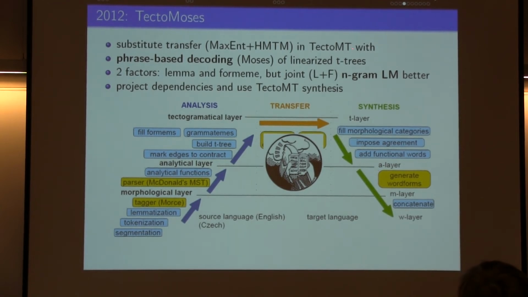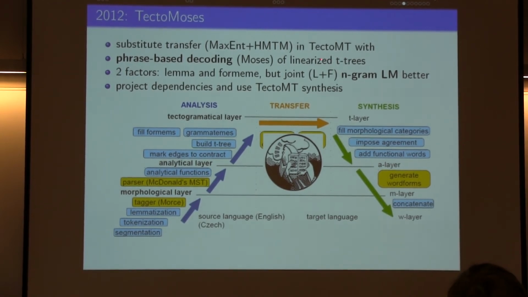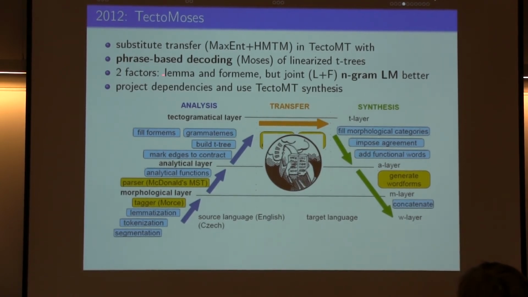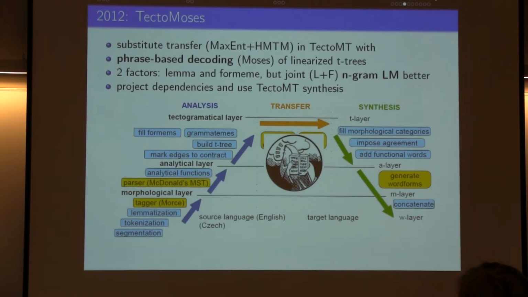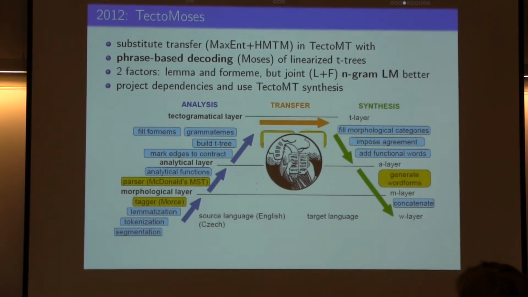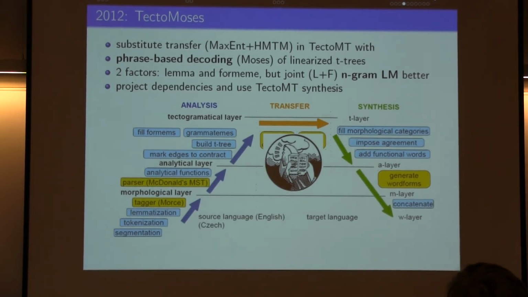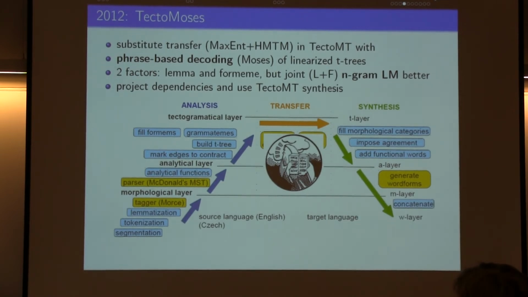And the idea was simply to linearize the tectogrammatical tree, so the lemmas and formemes only. And Moses supports factored translation, where it's usually used for word forms and part of speech tags. But I have used this for lemmas and formemes. And so I trained this with Moses, and then translated in the decoding. So I had a linearized target language sequence of lemmas and formemes. And then I projected the dependencies from the source tree to the target tree.